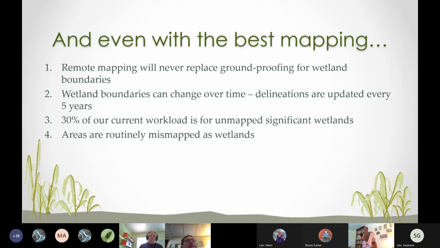And even with the best mapping, like I said, it'll never replace groundproofing for wetland boundaries. Some of those reasons are that wetland boundaries can change over time. We have a limit on how long a delineation is good for. It's about 5 years, especially when things like beavers move in. We would need to recheck those boundaries. Like I said, about 30% of our workload is for unmapped wetlands.